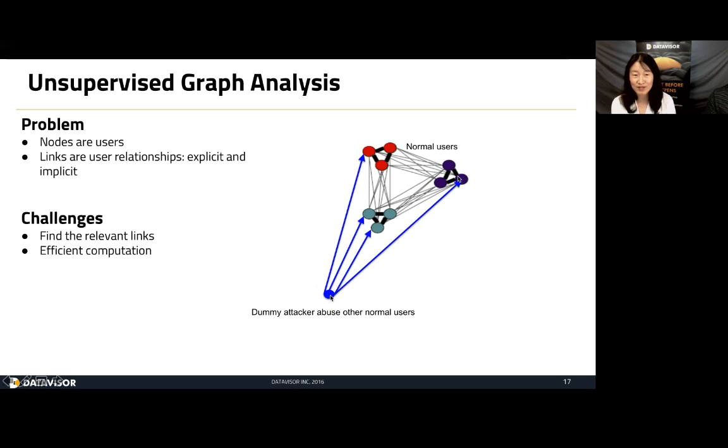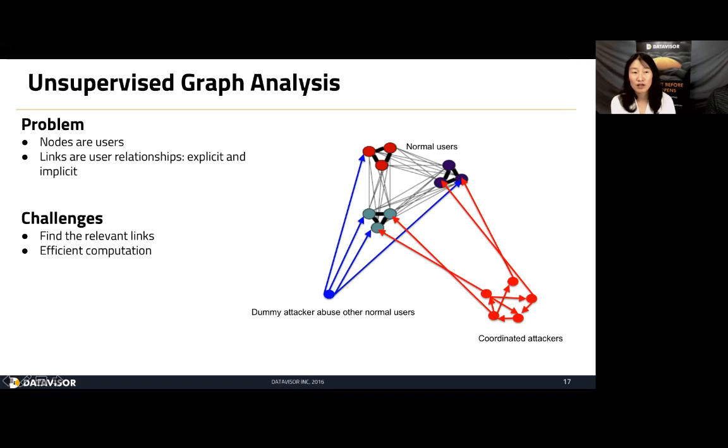But not all of the spammers are so dumb. Some of the smarter attackers actually form cliques among themselves. They send links to each other, they friend each other, and they also send a low-rate attack to normal users. To detect this kind of more stealthy group of attackers, we can run graph algorithms such as strongly connected component and also graph cut.